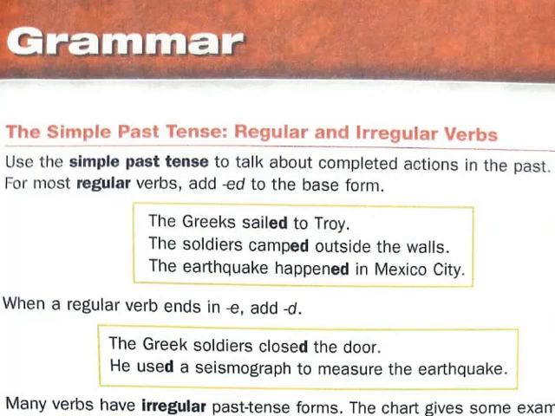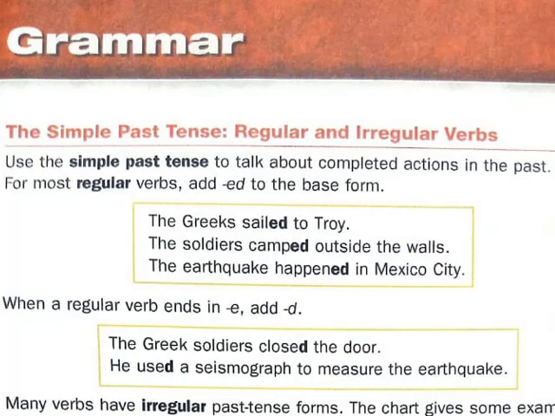The earthquake happened in Mexico City. Happen is the verb, the base form, plus ed, the past. So the earthquake happened in Mexico City. So you know that when we form the verbs in the past, when we talk about actions that happened in the past, we're going to use ed to do it. But some verbs are regular and some verbs are irregular, okay?